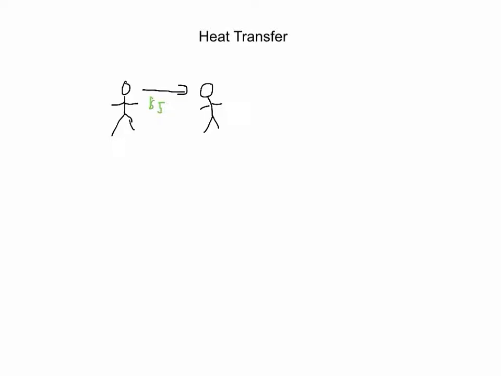If we were to describe the amount of money that was transferred, we would say that you lost $5 and the cashier gained $5. Well, what do you notice about these values? Well, the cashier gained the exact same amount of money that you lost. Well, what does this have to do with heat?